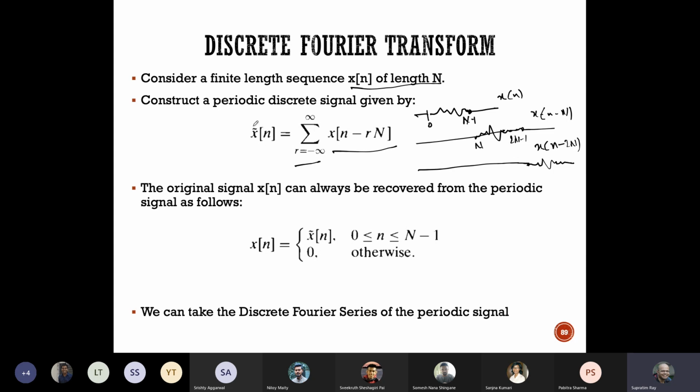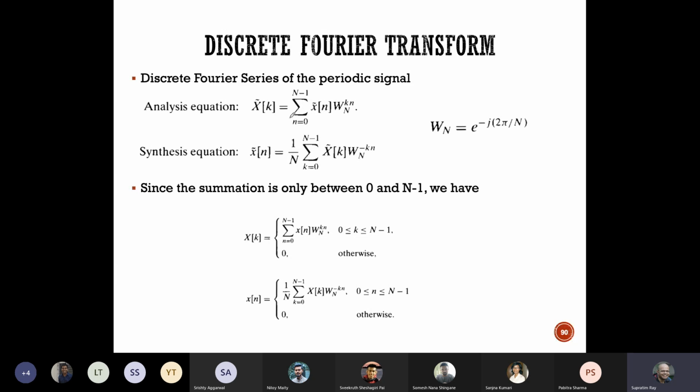Now, it doesn't matter whether you are working with this or that, because the two signals are the same between n equals 0 and N minus 1. x(n) is the same as x tilde(n), and it's 0 otherwise. But the nice thing is this x tilde(n) can be represented by only N coefficients, because you can take its discrete Fourier series, and this is how it looks like. So I'm just multiplying it by e to the power minus j 2 pi by N kn. These are just nothing but the samples of the DTFT of x(n).